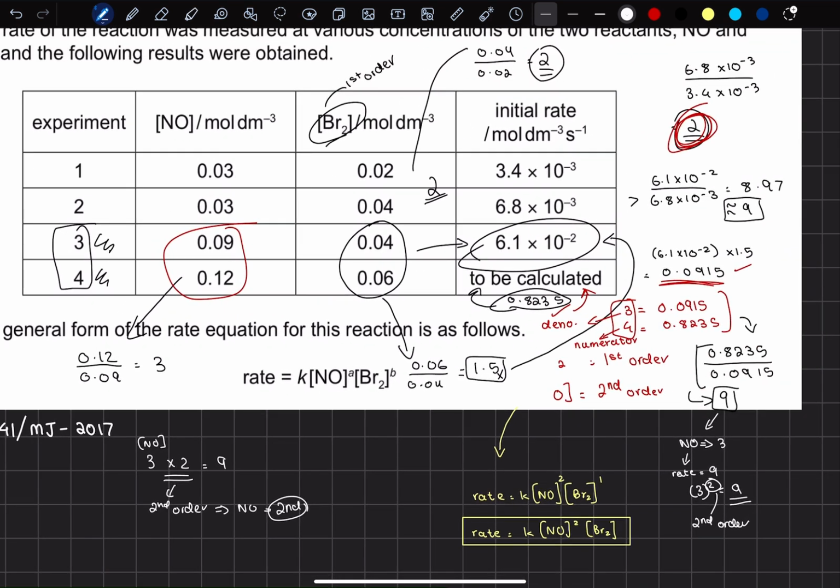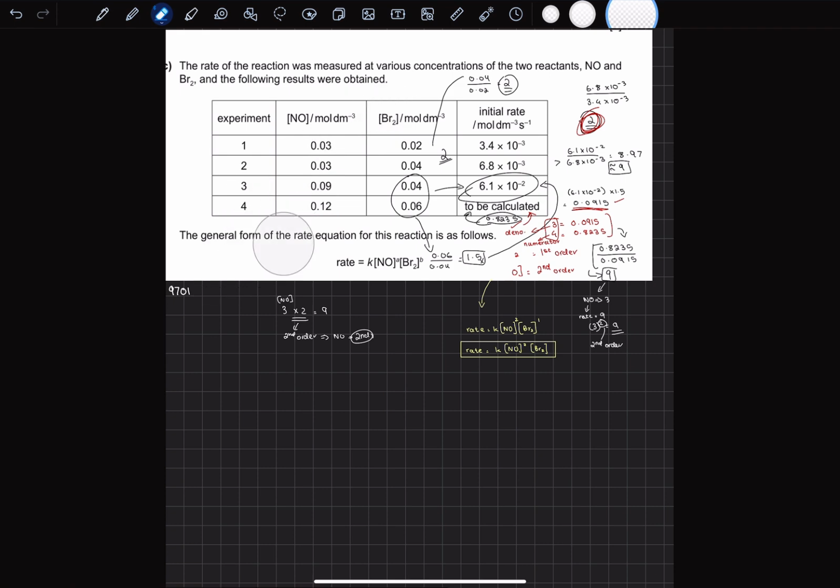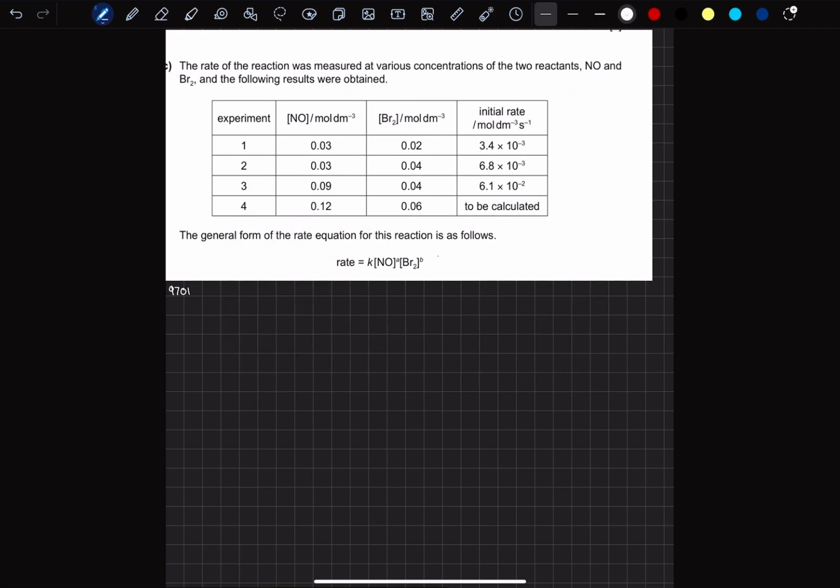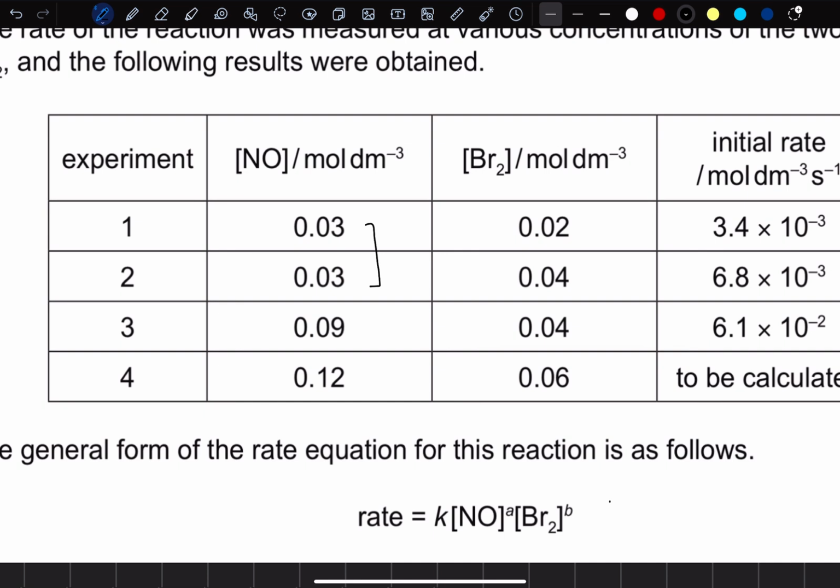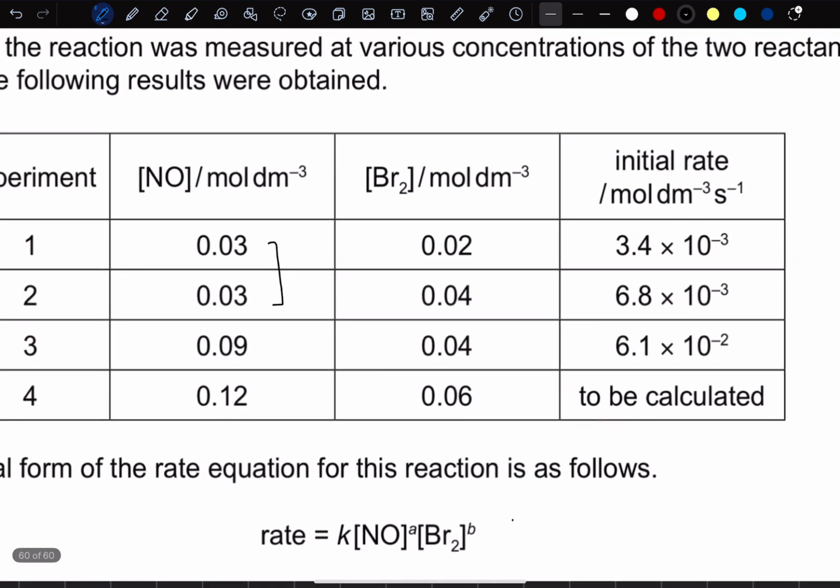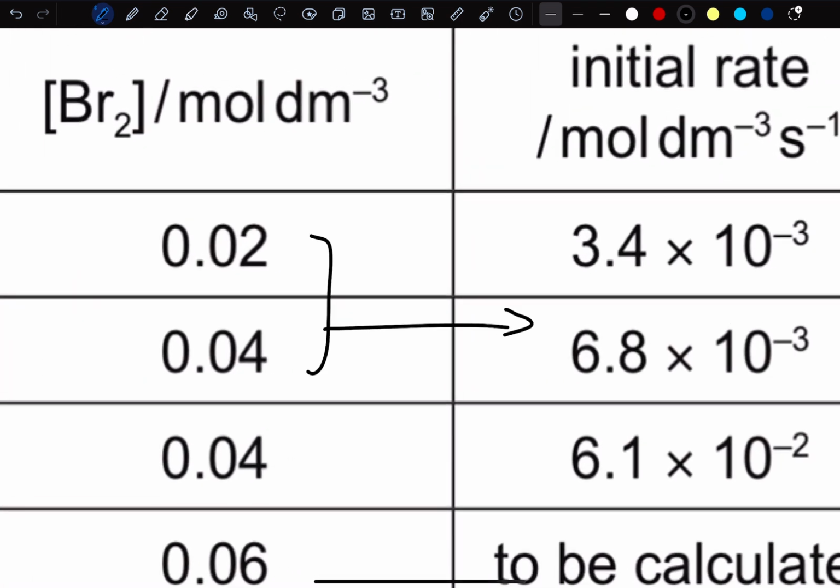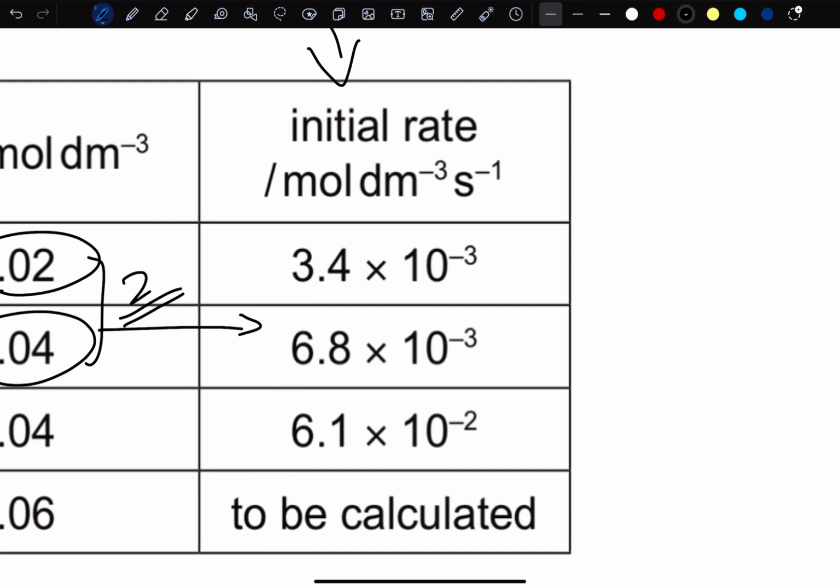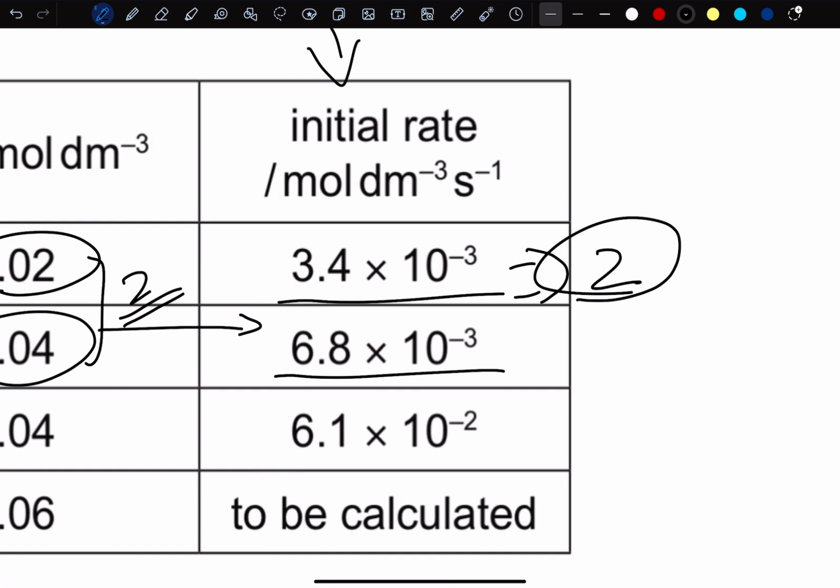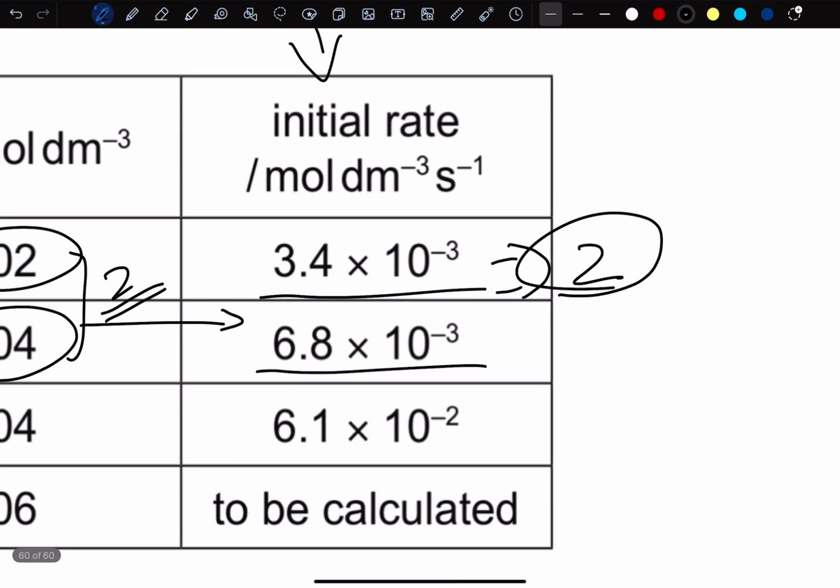So to quickly sum it up, whenever you get a question like this, the first thing you need to do is find two concentrations that are constant. So it's this and this. That means this has no effect on the rate. Now I can just find out the effect of Br2 on the initial rate. So you divide this by this, and that will give you the factor that this is increased by. Then you divide this by this and you get 2. And if you got my lecture, you'd understand that as the initial rate is increased by a factor of 2, that is completely caused due to Br2.